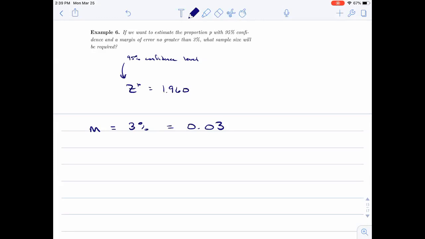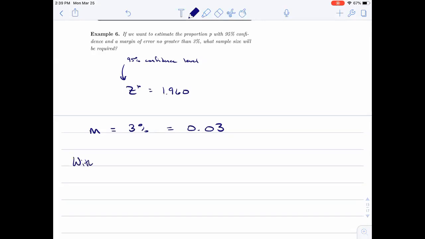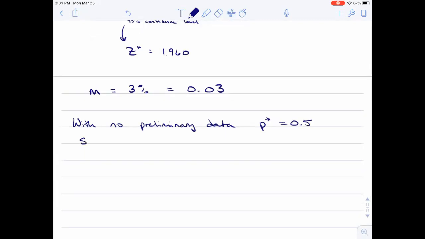Before we do any calculations, with no preliminary data, P star is 0.5. So Q star is 1 minus P star, which is also 0.5, right? We're assuming a 50-50 split.